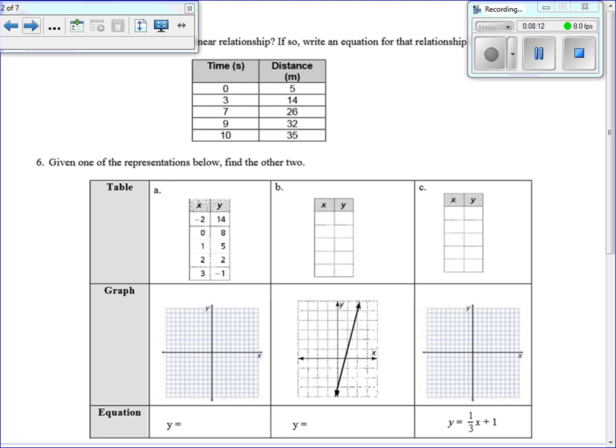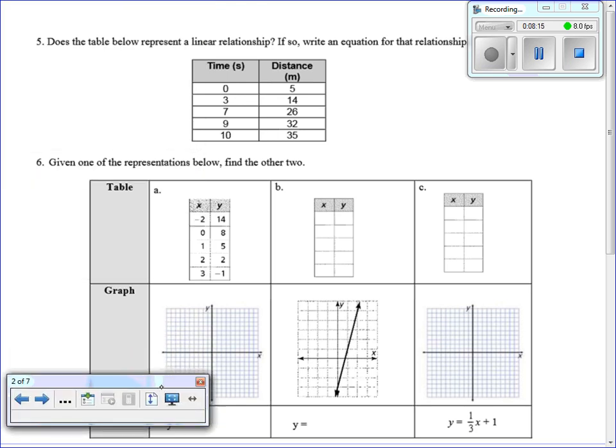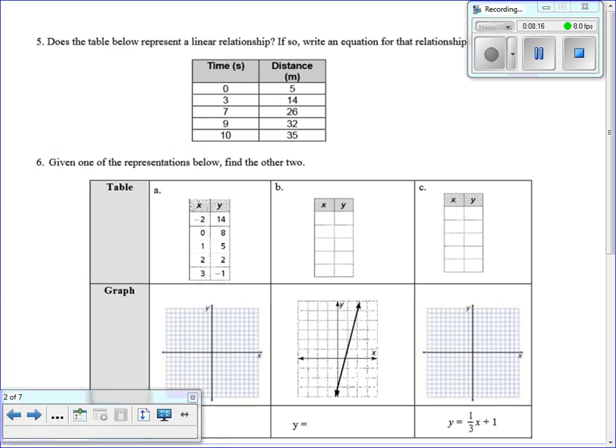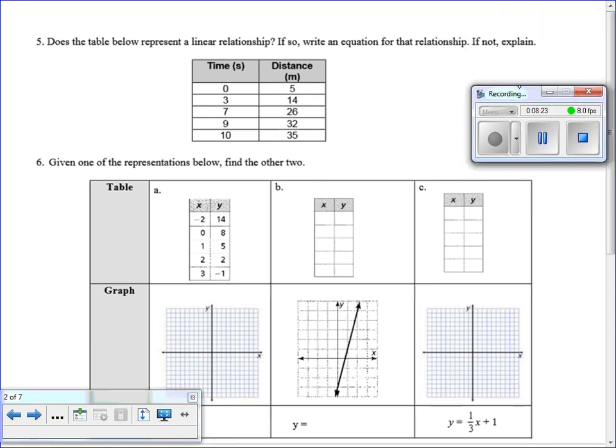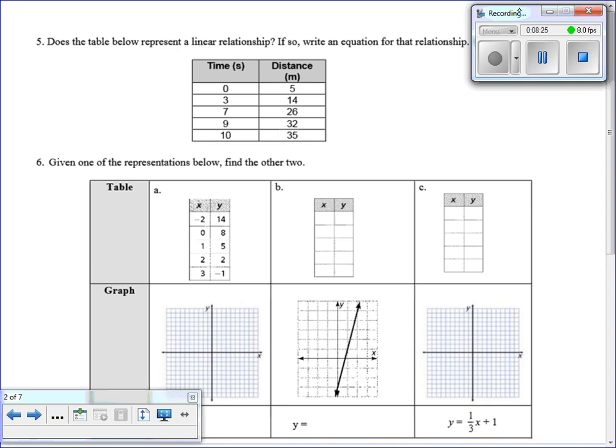Looking at this one. All right, let's move on. Okay, it says, does the table below represent a linear function? If so, write the relationship, and if not, it wants us to explain. Okay, so we need to find the rate of change. If there's a constant rate of change, it's linear. If there's not a constant rate of change, it's not linear. So find the constant rate throughout the table.